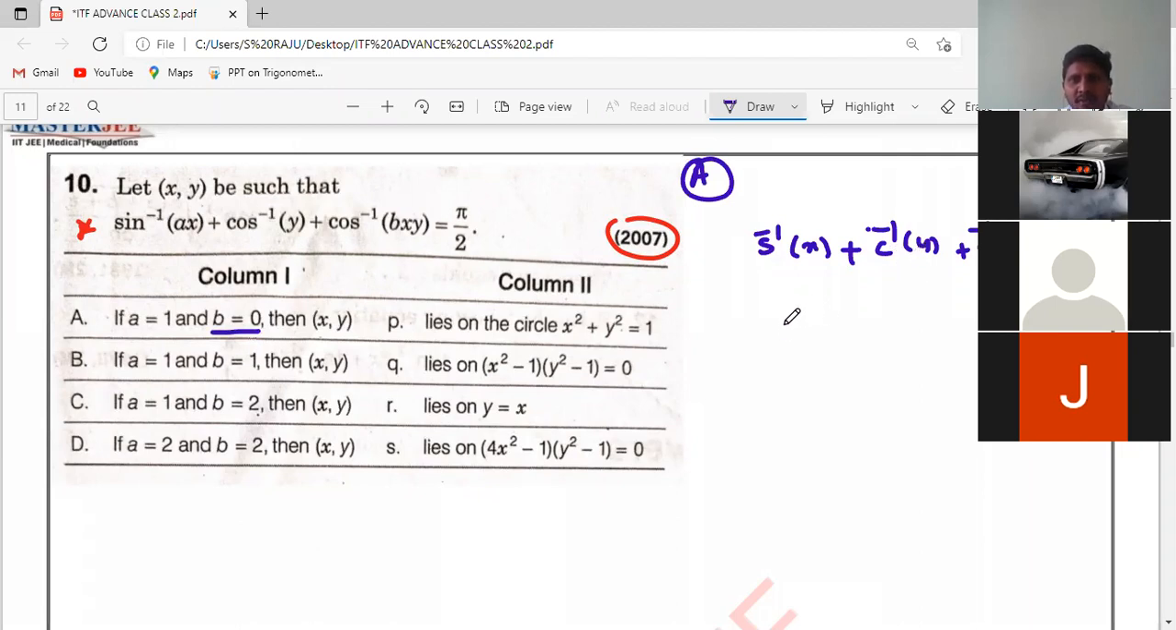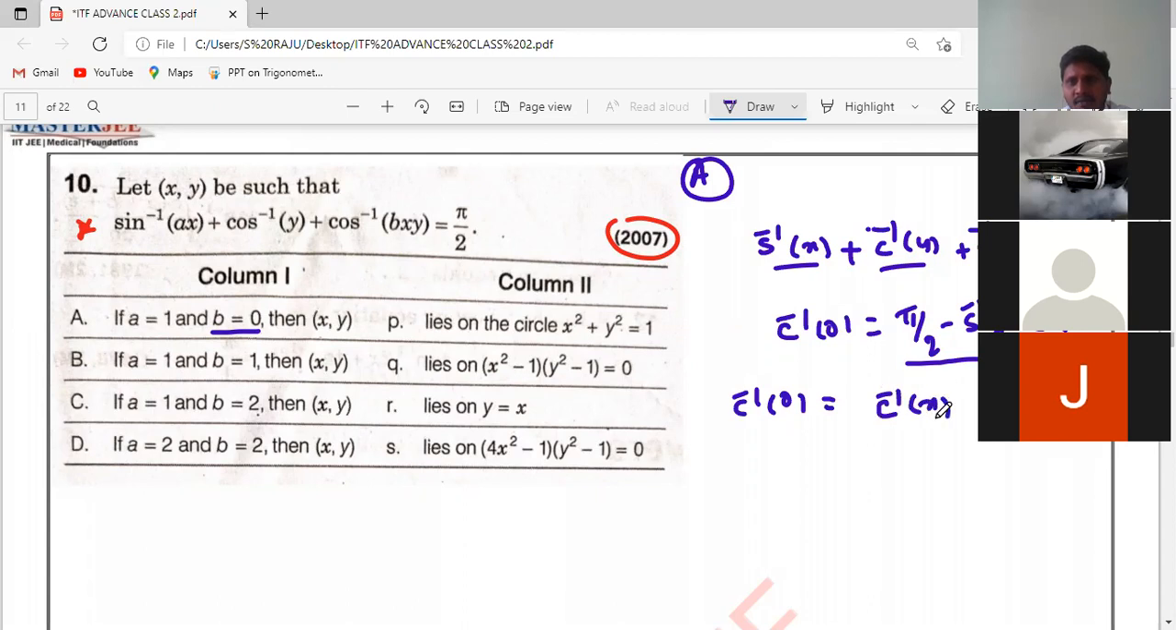Now I want to simplify this. Cos inverse of 0 alone I am keeping left side. Pi by 2 minus sine inverse X minus cos inverse of Y. I want to take sine inverse, cos inverse right side. Left side cos inverse 0. Okay, keep it as it is. Can anyone tell that what is 90 minus sine inverse X? It is cos inverse X. So shall I write cos inverse X minus cos inverse Y?